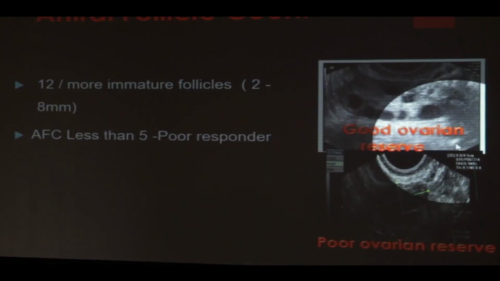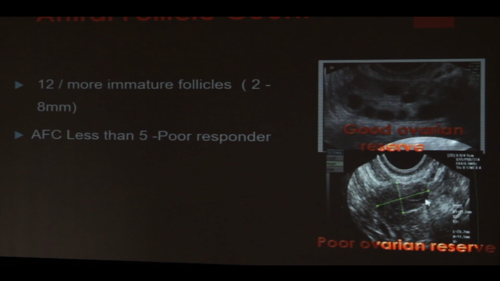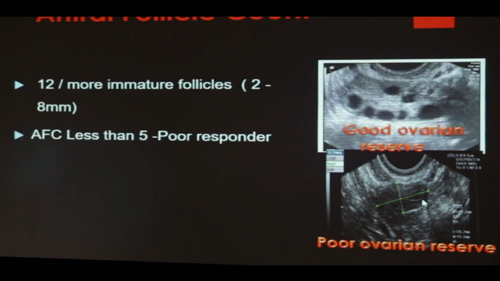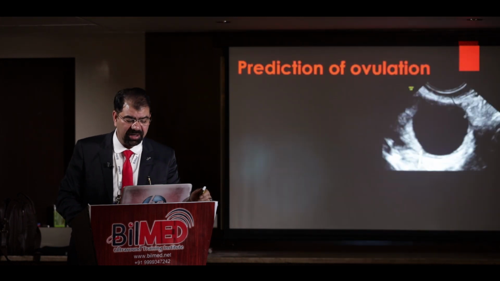But here I am hardly making out any follicle in any section. Maybe one small over here, or maybe another can be seen in another section. But if it is less than 5, then it is not a good case to stimulate. This is the point when you are dealing with AFCs in an infertility scan.